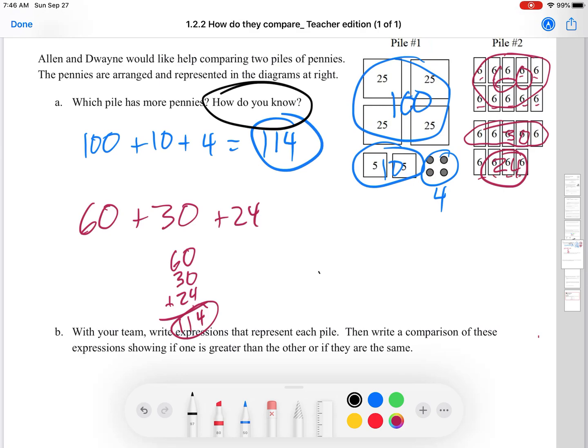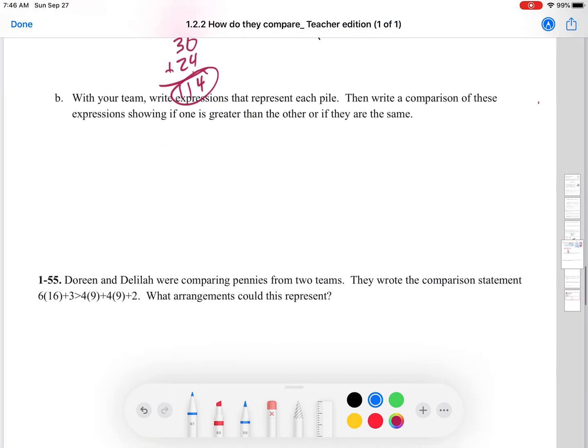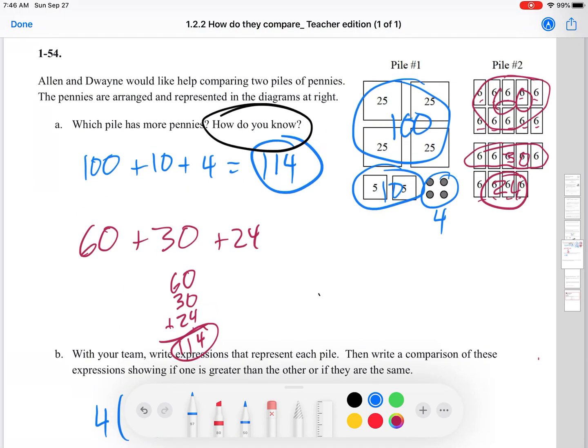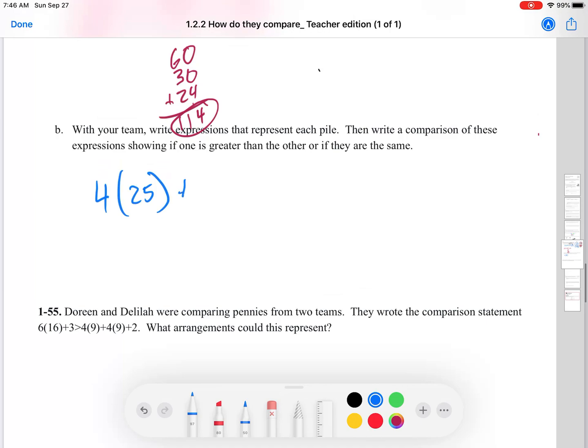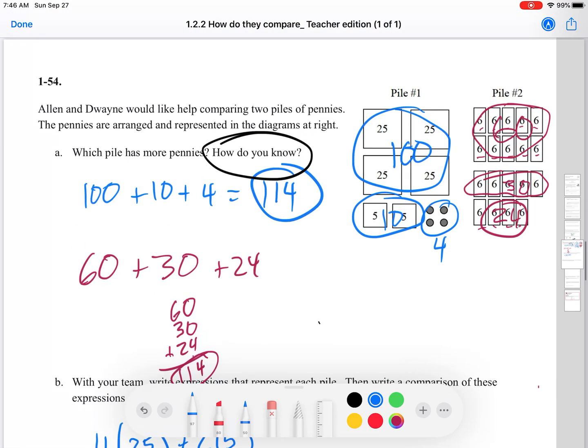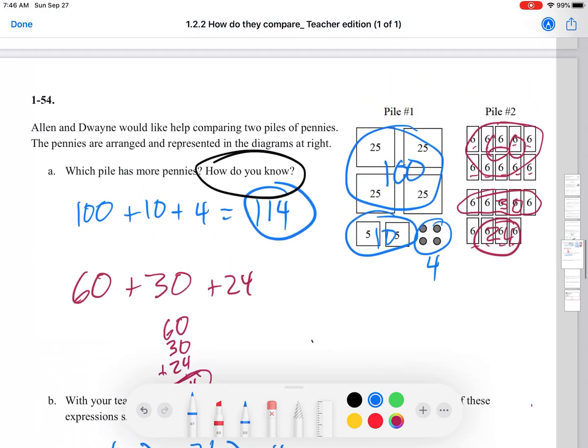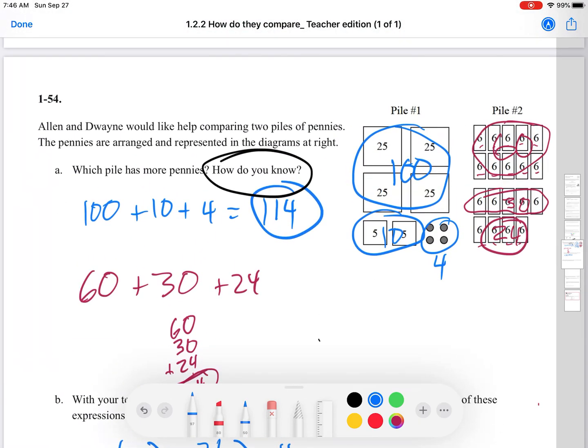So we got to use this. I'll stick to the same color. I see that I have 4 groups of 25. That's how I got my 100. So I'm going to say I have 4 groups of 25 pennies. Then I have 2 groups of 5. So I'm going to add 2 groups of 5 plus my 4 individual pennies, plus 4.